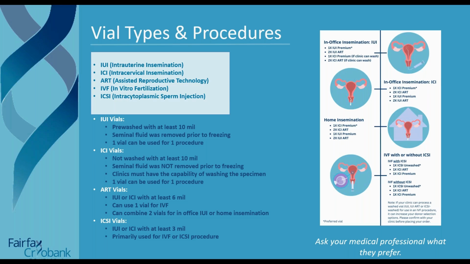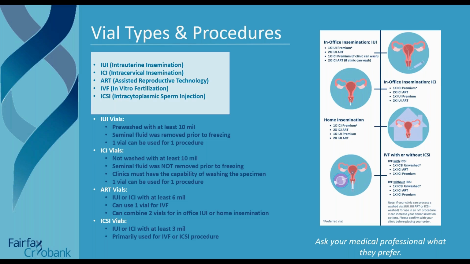ICI is intracervical insemination. ART is assisted reproductive technology. IVF is in vitro fertilization. That's when an embryo would be created. And then we have ICSI, which is intracytoplasmic sperm injection, which is a hard word to say.